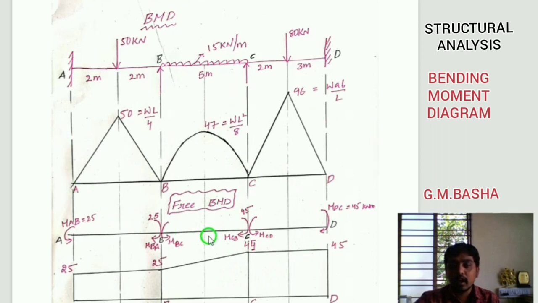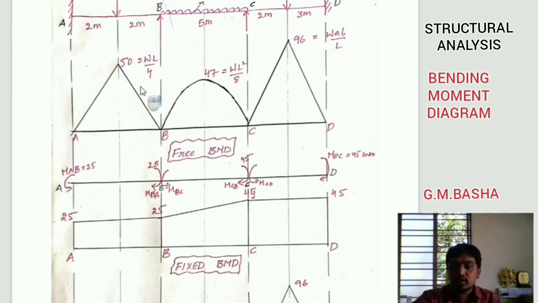In this lecture, I would like to show how to draw the bending moment diagram. So this is the continuation of part 1. See here, this is a continuous beam. For this one, based on the Kani's procedure, the obtained final moments will be here. So MAB equal to 25 kilonewton meter.